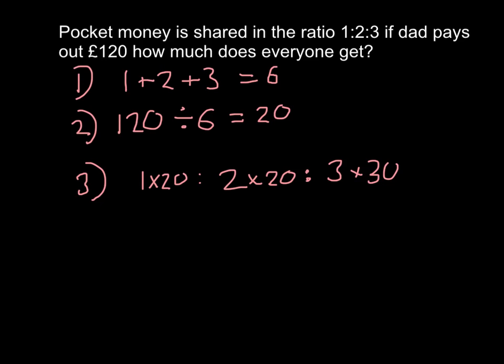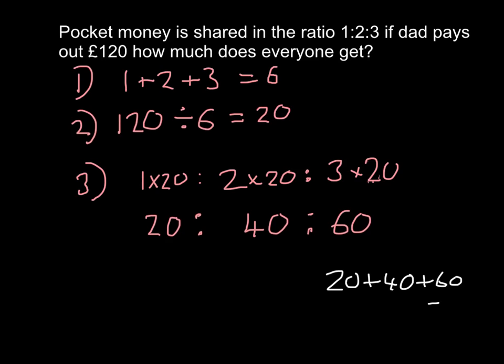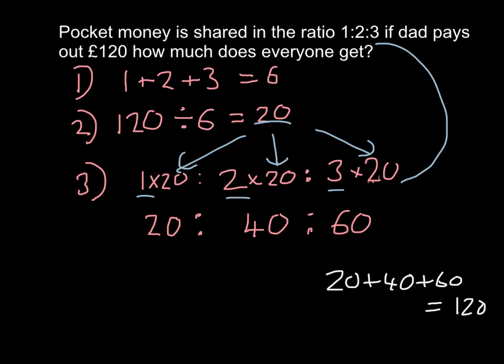ratio. So 1 times 20 is 20, 2 times 20 is 40, 3 times 20, now I don't know why I've put 3 times 30 there, that's just a bit of a silly thing there. So 3 times 20 would be 60. Again, to check, 20 plus 40 plus 60 should add up back up to our 120, and just so that you follow the route, this 20 feeds down to those 3, and the 1, the 2 and the 3 come from the original ratio.